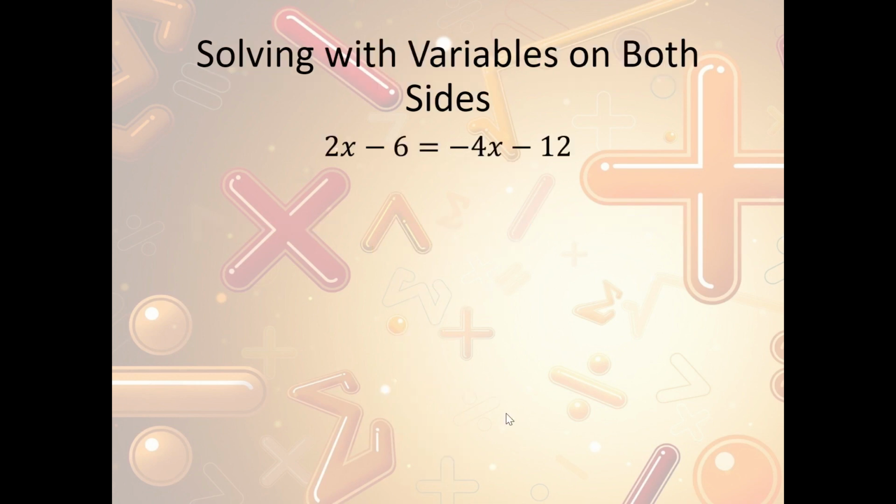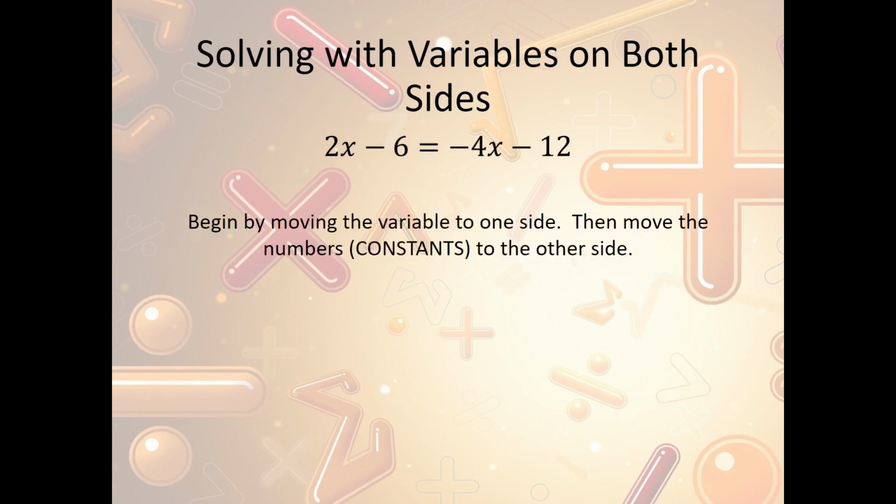Now, what if I have variables on both sides? Well, if we have variables on both sides, we're going to move all the variables to one side and all the constants to the other side. So we're going to group these together. We can see that we have a 2x and a negative 4x. Those are my variables. And I have a negative 6 and a negative 12. Those are my constants. So I'm going to move all the numbers to one side and all the variables to the other side.